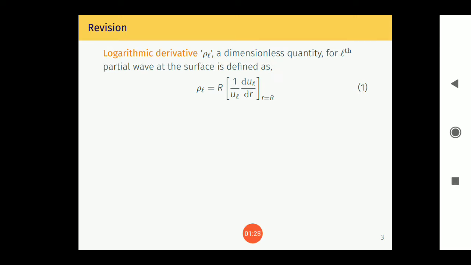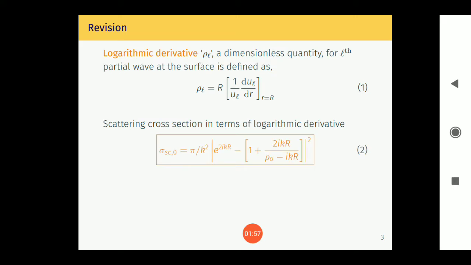For S wave, L equals 0, one can easily get the rho naught. And this rho naught can be used to describe the inelasticity parameter, which we have studied earlier, and it can be easily expressed in terms of the inelasticity parameter. So using that, one can get the scattering cross section in terms of logarithmic derivative, which will be like this.